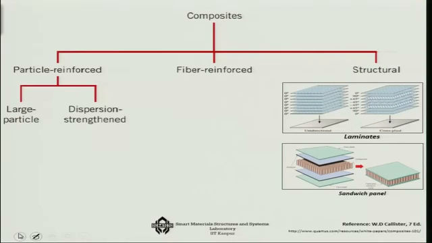So let us divide the composites then into three parts. One part is the particle reinforced part, and this particle reinforcement could be large particle, something like concrete, or could be dispersion strengthened, something like nanocomposites, where the particles are so small that you need special measures to actually disperse them inside the matrix, and you get wonderful results out of it. The other type of composites are fiber reinforced composites. Various fibers, you put them in a matrix to obtain a composite.